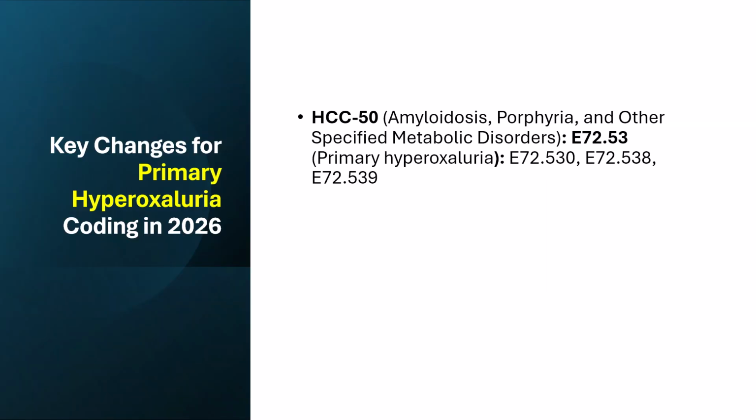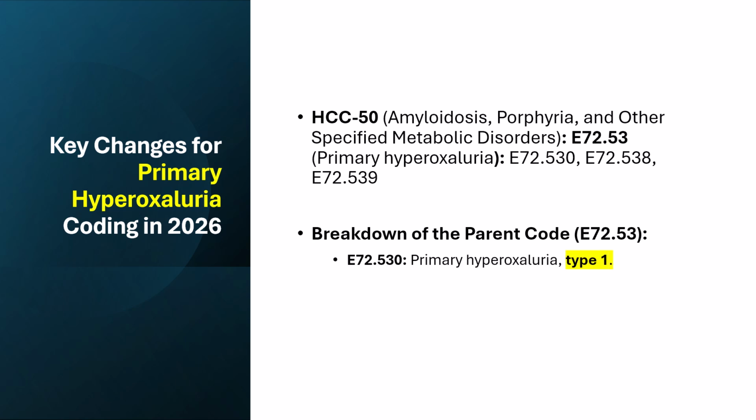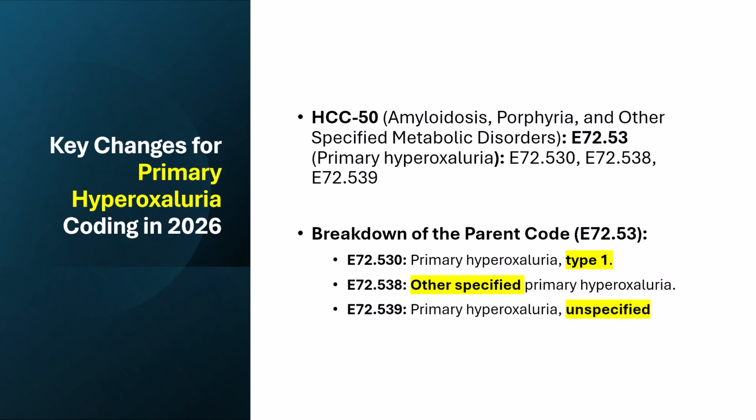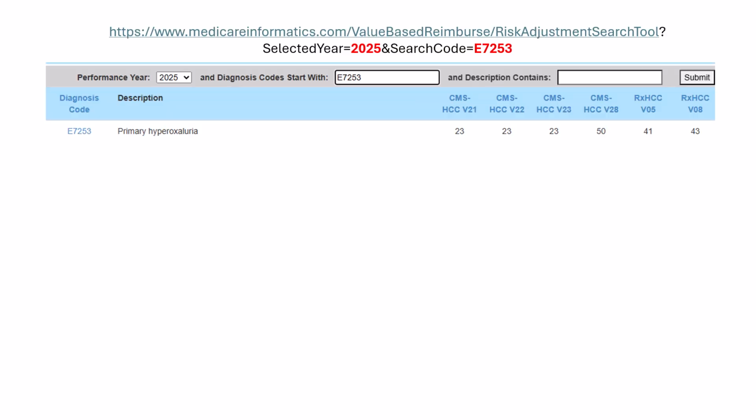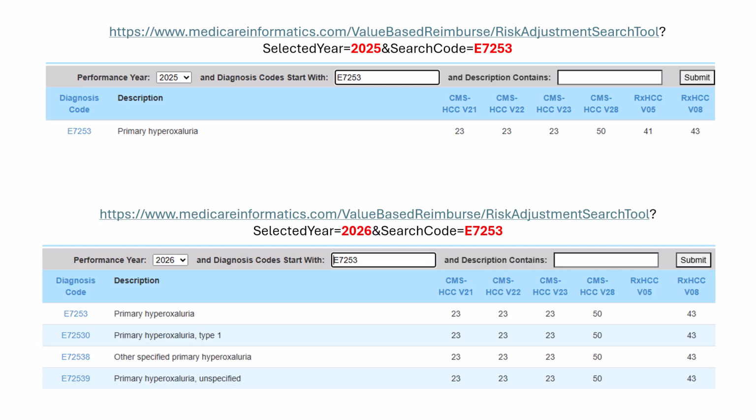The parent code E7253, primary hyperoxaluria, must be further specified with codes like E72530, type 1, E72538, other specified, or E72539, unspecified, for risk adjusted under version 28. Only the most detailed, complete, and specific child code must be used for risk adjusted under version 28.